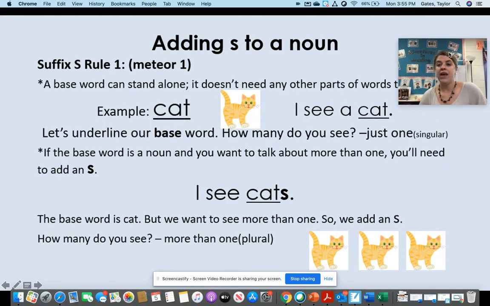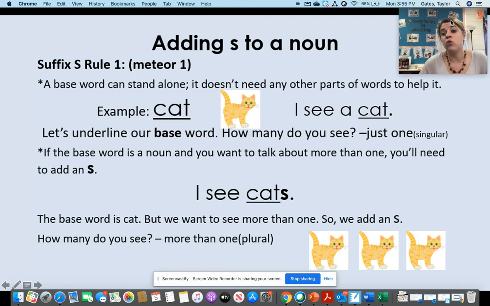So, remember, Miss Gates said we are looking at adding an S to a noun, which we said is a person or a place or a thing, right? Sometimes we call animals, we can do those with things. But a base word can stand all by itself. It doesn't need any other parts of the word to help it. So let's look at the word cat. Okay? Our base word is cat.